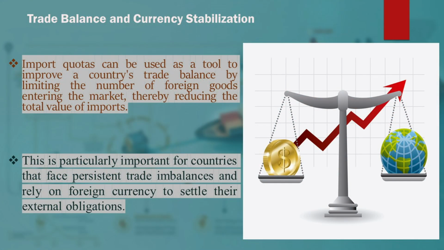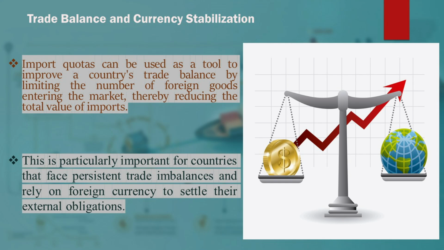The idea is that over-reliance on foreign imports, especially from potentially hostile countries, could undermine the nation's security infrastructure and its ability to protect itself in times of conflict. Now, the fourth important objective of import quotas is that it helps to balance the trade, and it also helps to stabilize the currency. That is why trade balance and currency stabilization is considered another important objective of imposing import quotas.